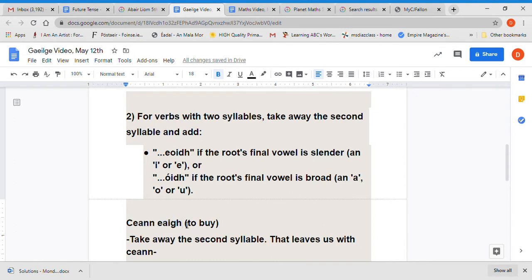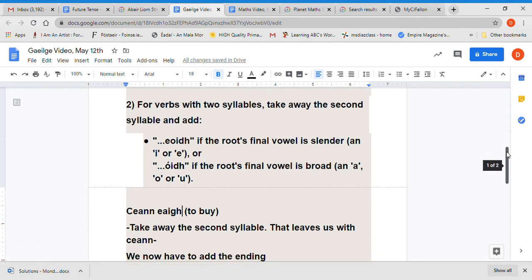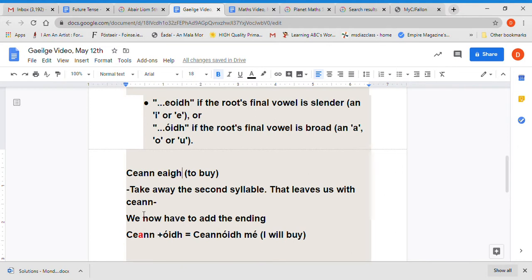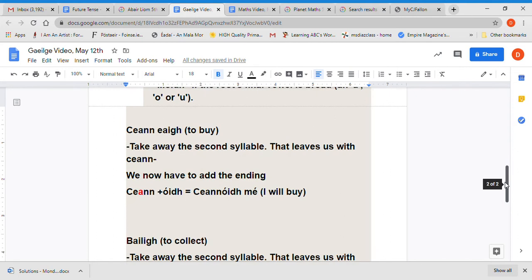Okay. You then look to the final vowel in what's left of the word, okay, in the root. And the final vowel here for C-E-A-N-N is A. Okay, if the final vowel is A, O, or U, you add O for the I-D-H. That gives us ceannóidh. So I will buy, ceannóidh mé. Now remember, we're talking now about verbs that have two syllables.